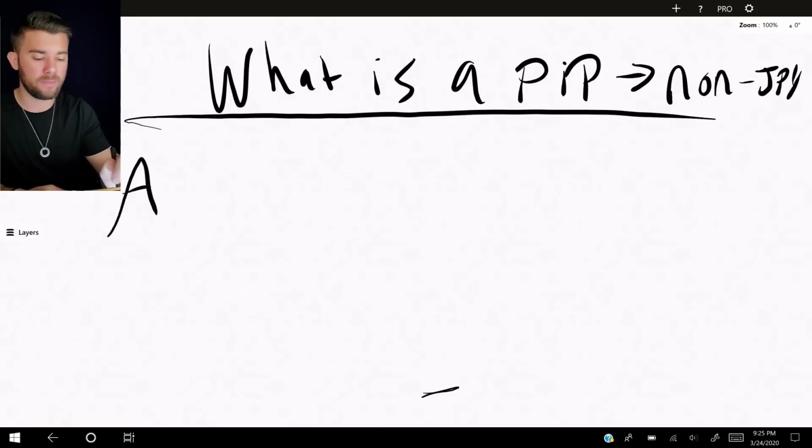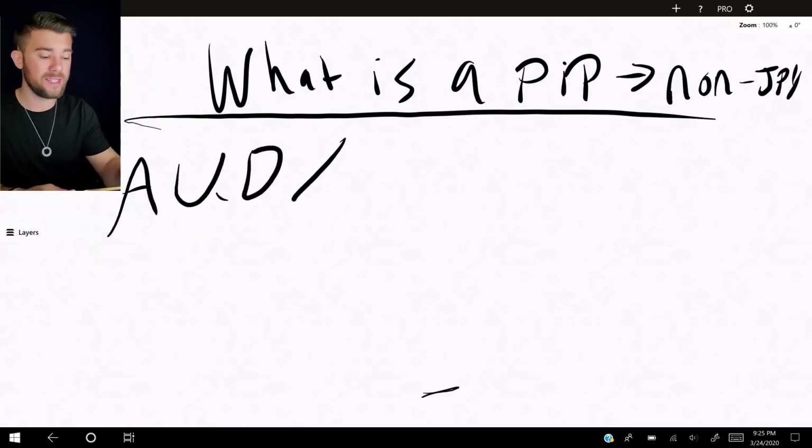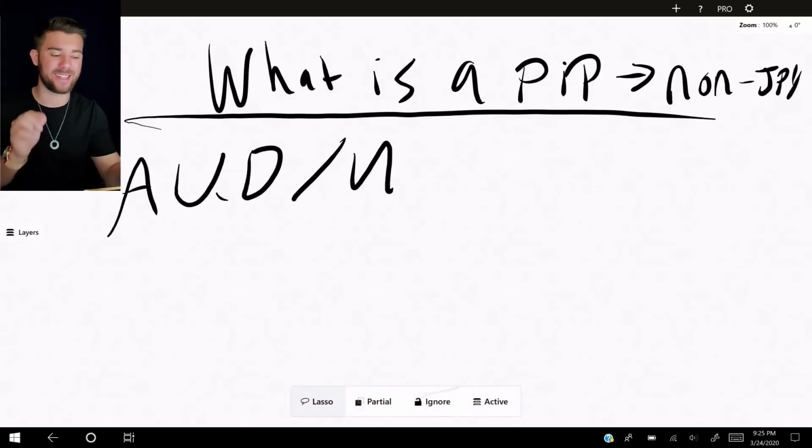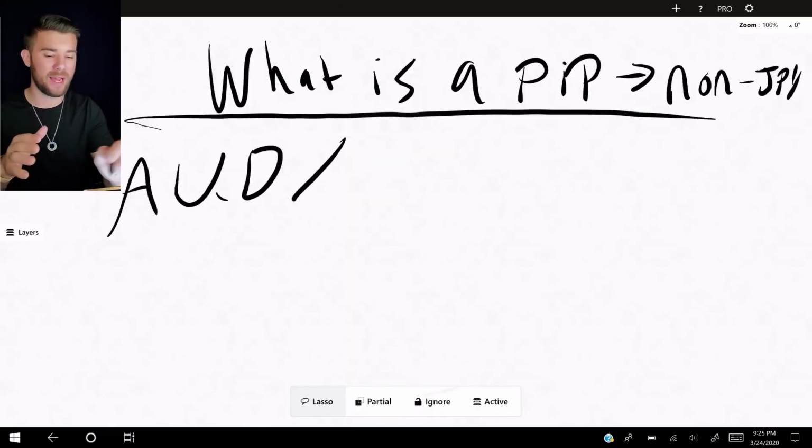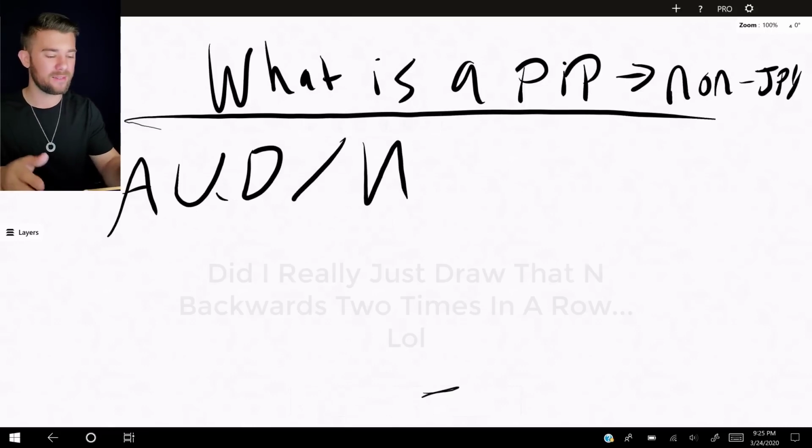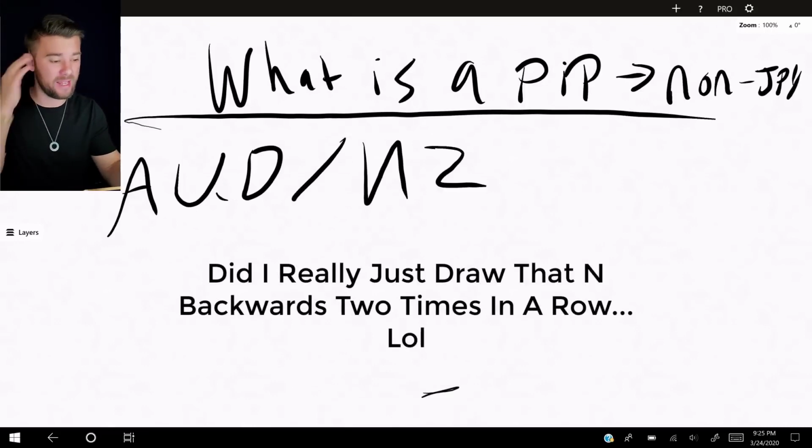So AUD, NZD, I do my N's backwards. I'm slightly dyslexic. I literally just drew an N backwards because I cannot ever remember which way they go, and in my head it's always backwards.